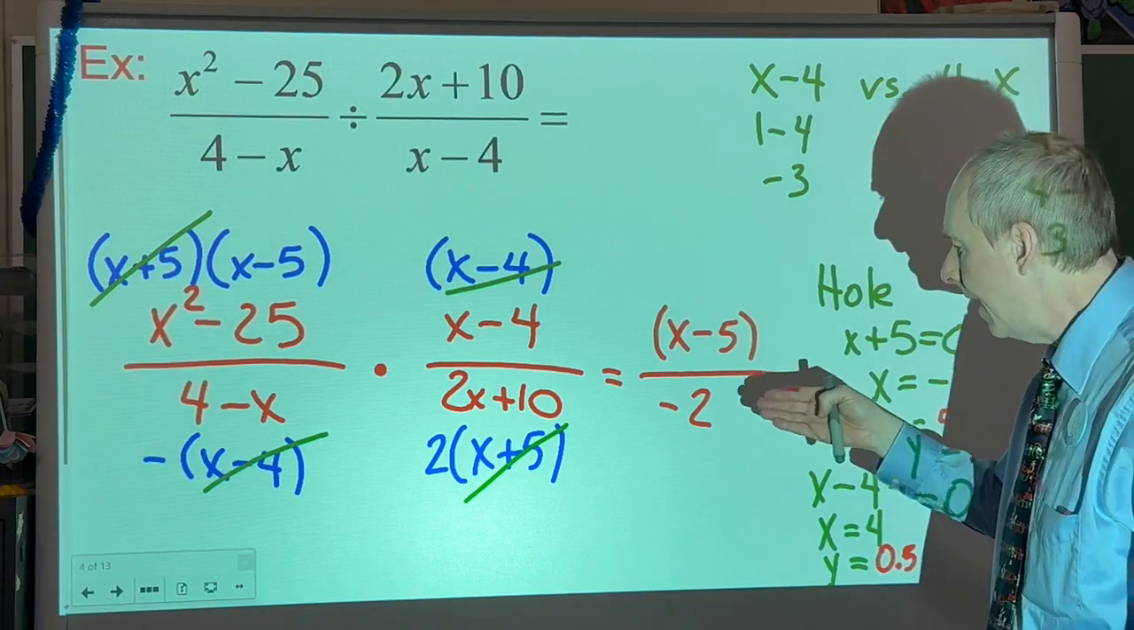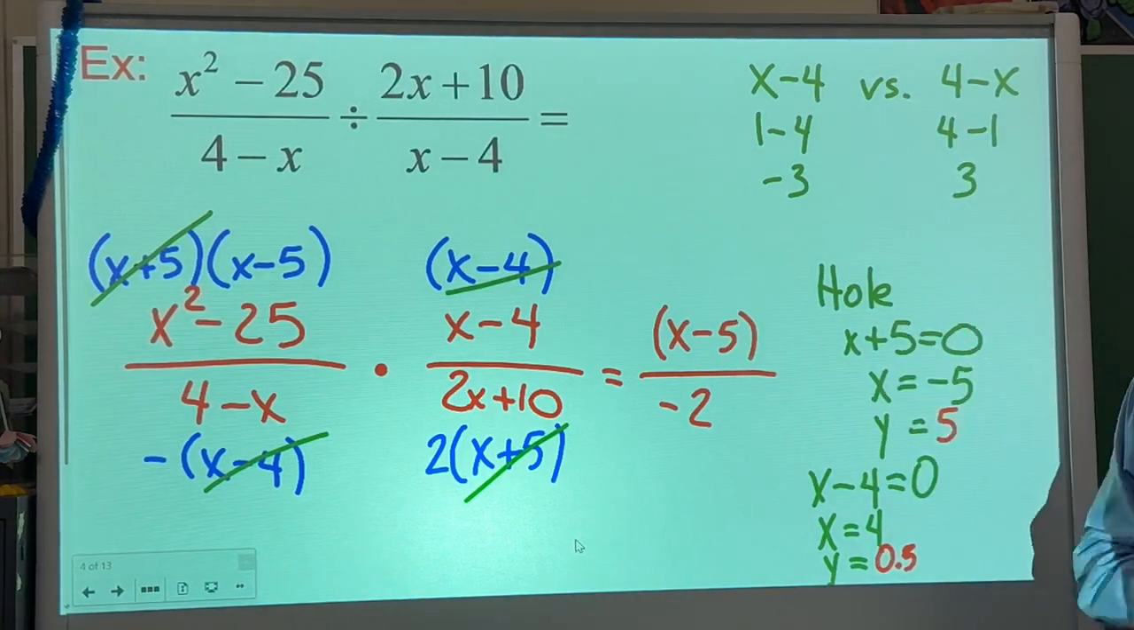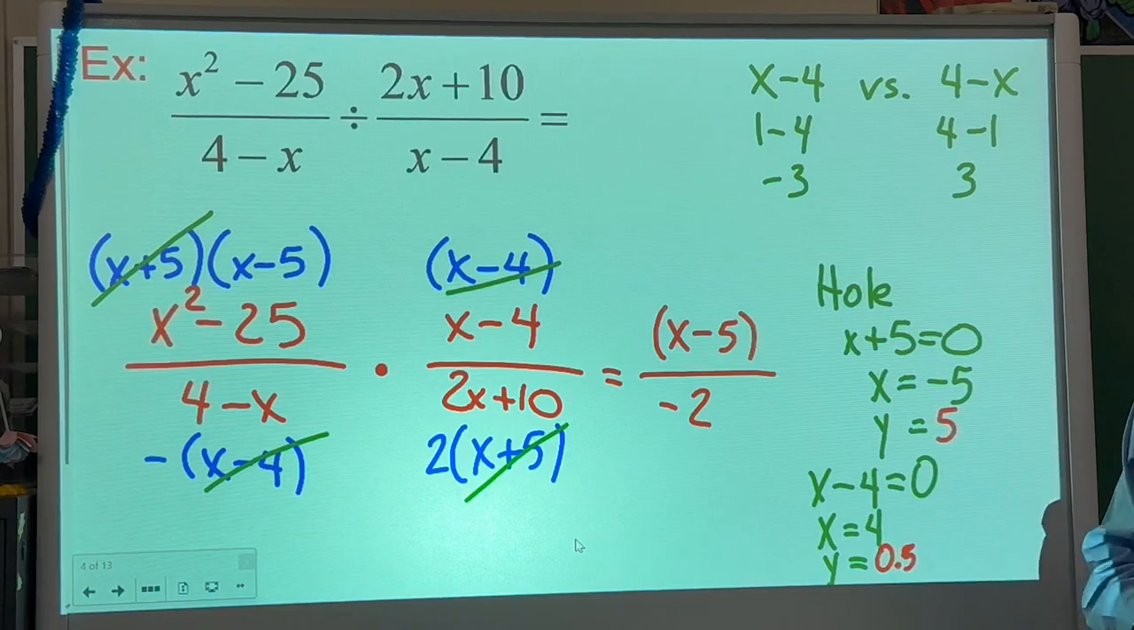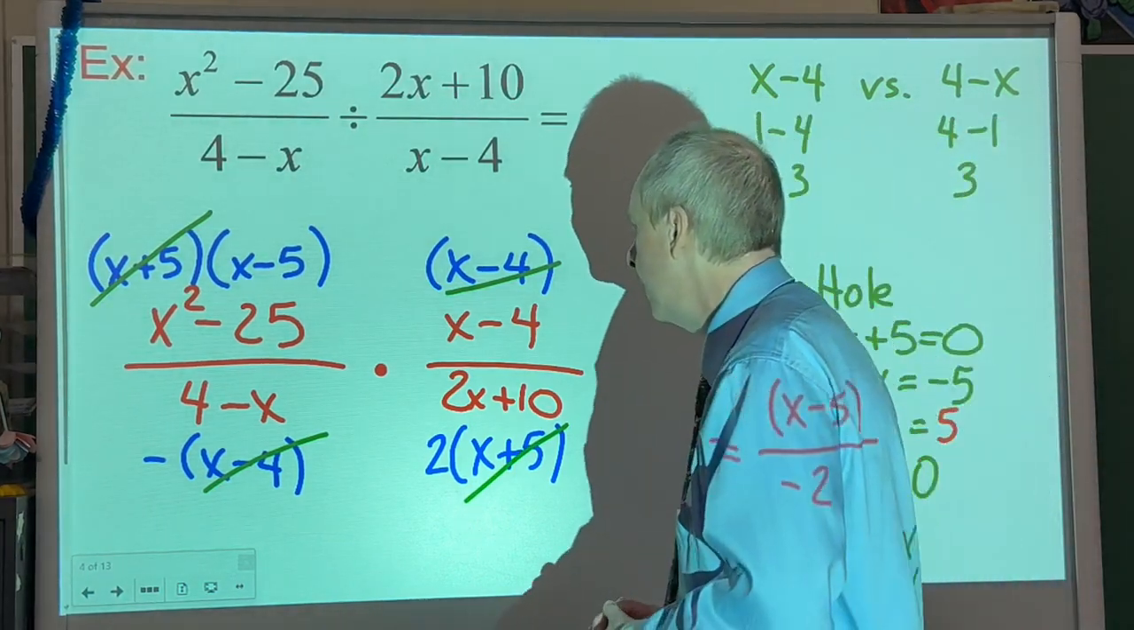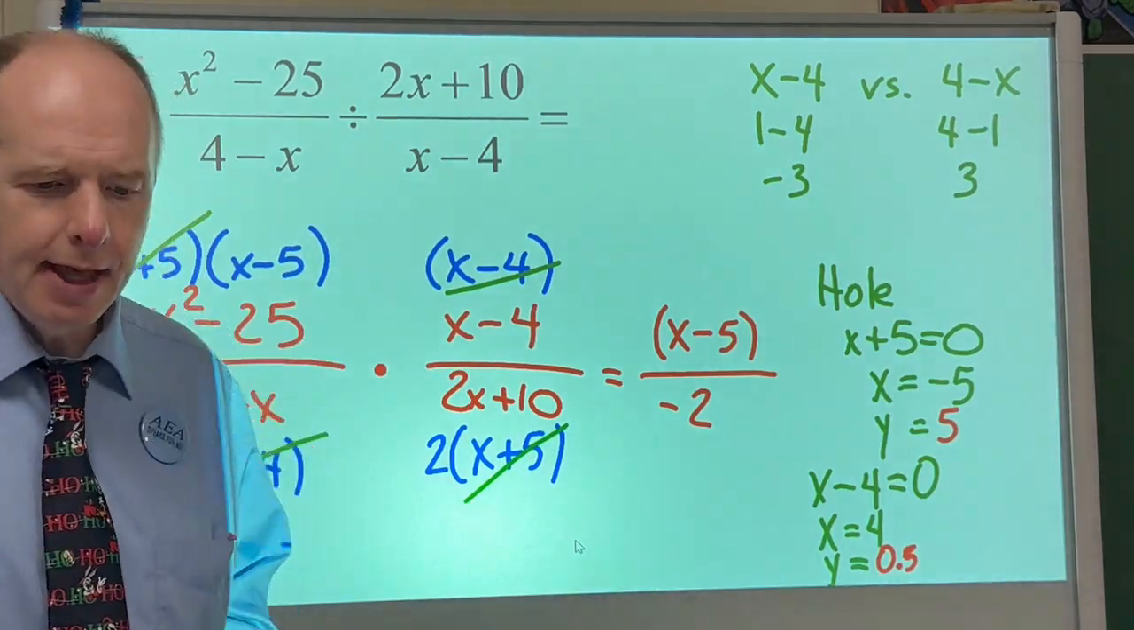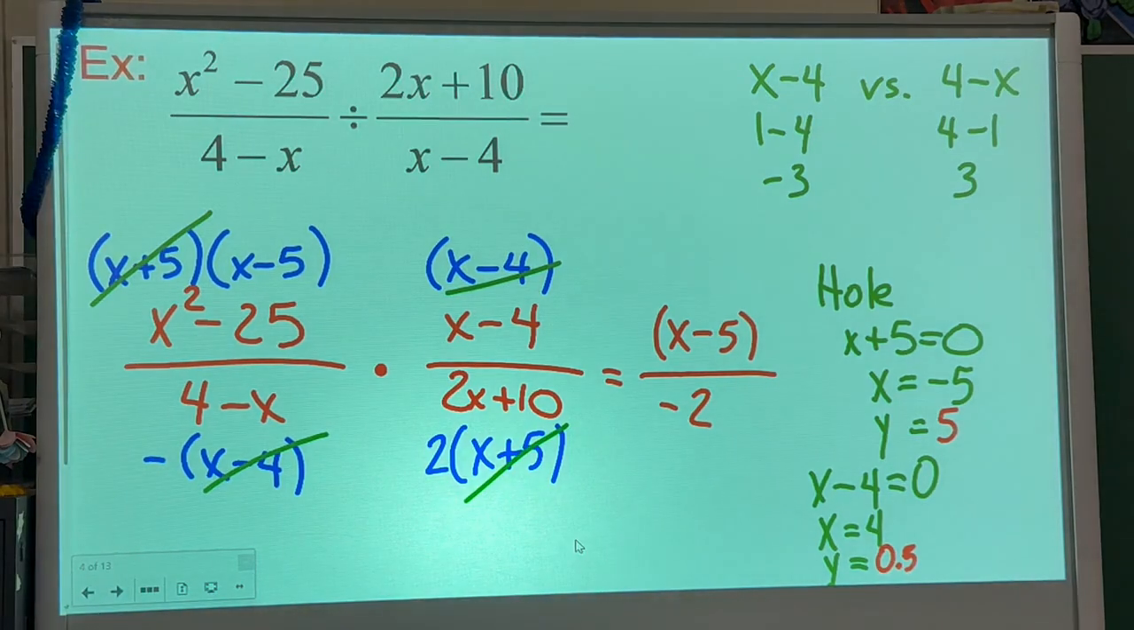Are there any x factors in the denominator that didn't cancel? Anything with an x in the denominator that didn't cancel would make an asymptote. No? Then no vertical asymptotes. But we do have a graph that has a couple holes in it. My domain, x does not equal 4, does not equal negative 5.